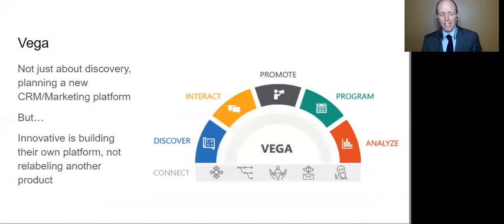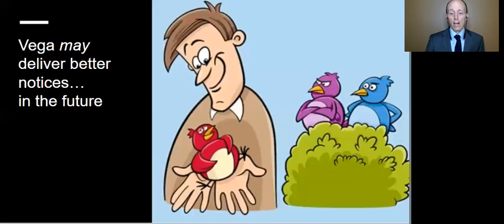However, Innovative is building this platform on their own. They're not simply relabeling another CRM or marketing platform. That's great because it has the potential to really focus in on solutions that work best for libraries, but that does mean that they have to build it all on their own. So it's really hard to say how long it's going to take before Vega might deliver better notices. This little graphic here, right? The idea of a bird in the hand is worth two in the bush.